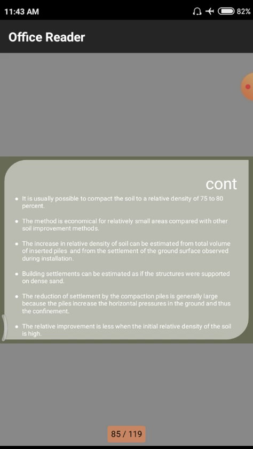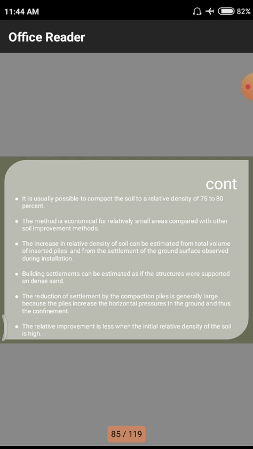The increase in relative density of the soil can be estimated from the total volume of inserted piles and from the settlement of the ground surface observed during the installation. Relative density means the particular soil has one kind of density before driving the piles. After driving the piles, we are having another kind of density due to these densification methods on a particular field. So we need to have some relative density for that particular field.